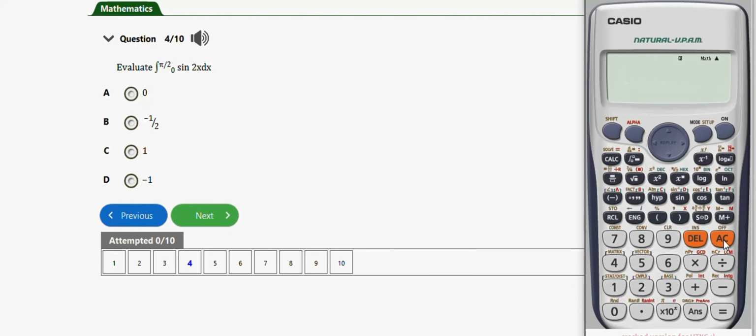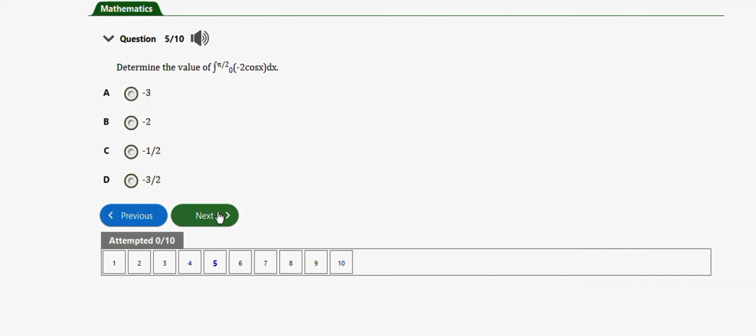So let's solve the next repetitive question. Okay, so it says determine the value of this. This is definite integral. Now guys, we are going to meet indefinite integral in the course of this video. I think that should be the next two questions we're going to practice with. Don't worry, we're going to meet it. So let's solve this one.